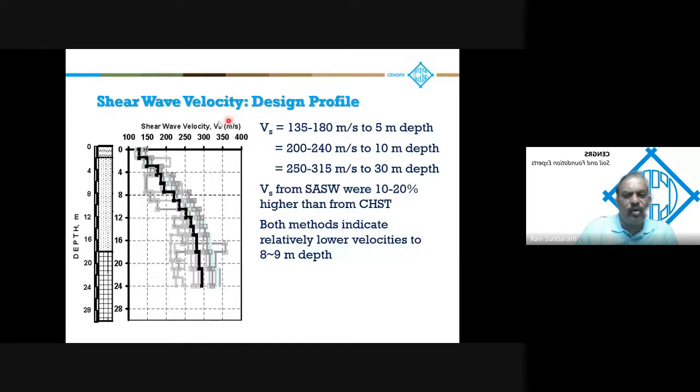So this is the design profile of the shear wave velocity. Up to about 5 meter depth, you can see low wave velocities, and then it increases to 200 to 240 meter per second at 10 meter, and below that it exceeds 250 meter per second. From SASW you get slightly higher wave velocities. Both indicate that we have a relatively lower shear wave velocity to about 8-9 meter depth.